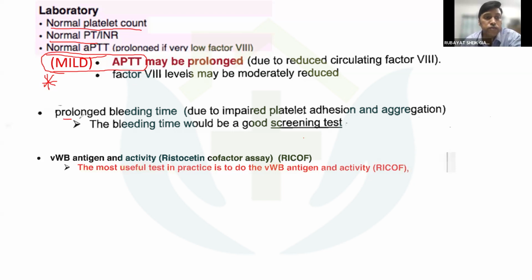The bleeding time will be prolonged because it leads to impaired platelet adhesion and aggregation, as I said. So it prolongs the bleeding time, which is not seen in hemophilia. So these are the points to differentiate von Willebrand disease from hemophilia. To confirm the diagnosis, a ristocetin cofactor assay is used, which helps to measure the von Willebrand activity. So ristocetin cofactor assay is the confirmatory test for von Willebrand disease.